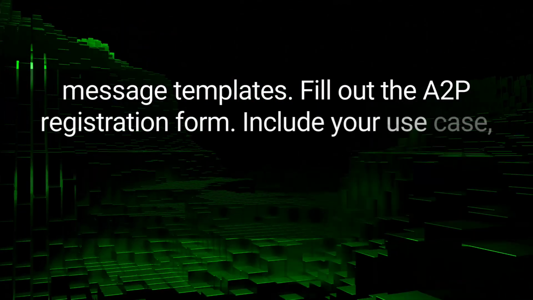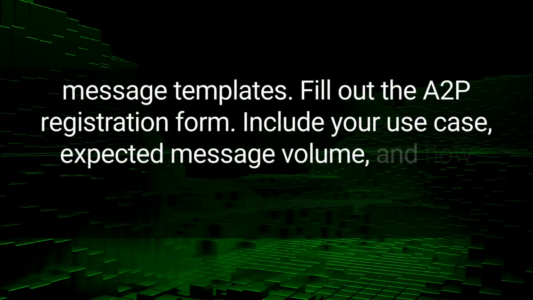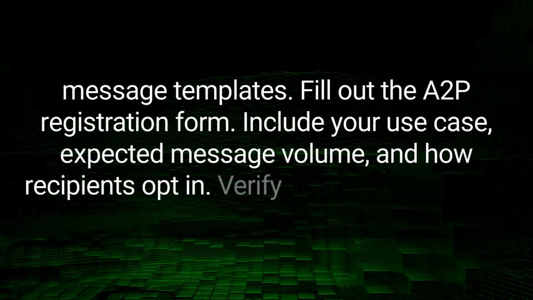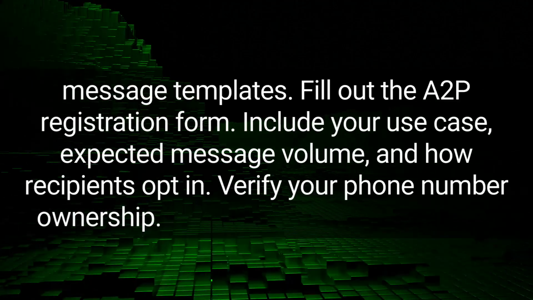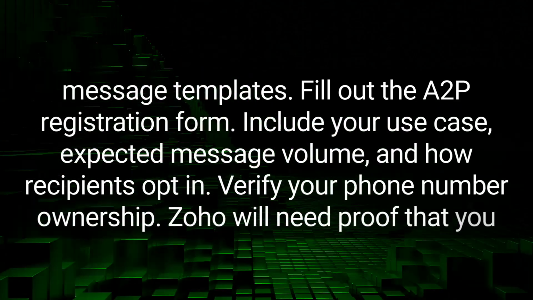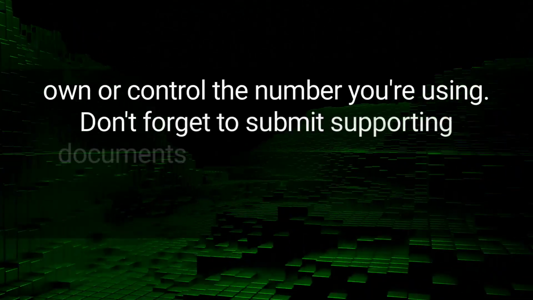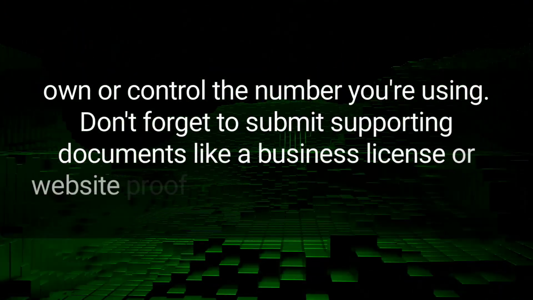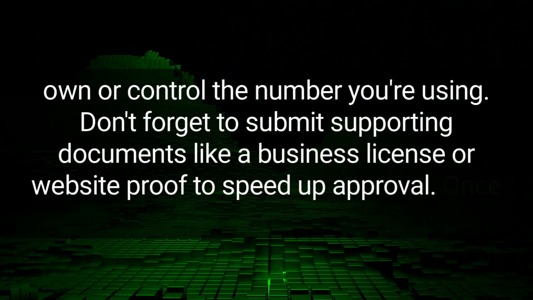Fill out the A2P registration form. Include your use case, expected message volume, and how recipients opt in. Verify your phone number ownership. Zoho will need proof that you own or control the number you're using. Don't forget to submit supporting documents like a business license or website proof to speed up approval.